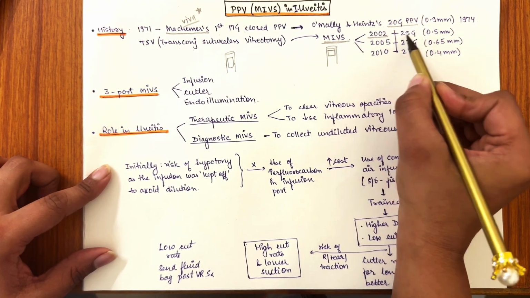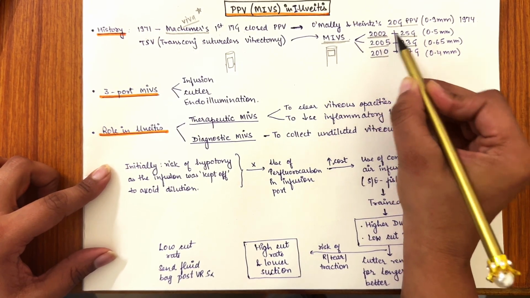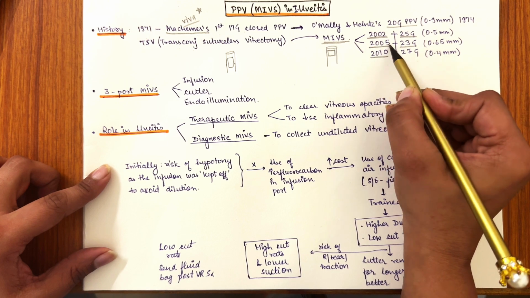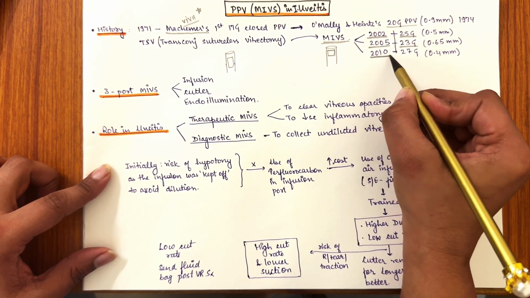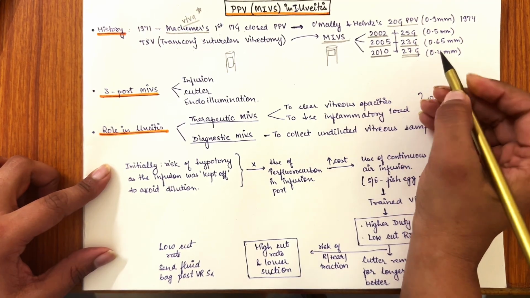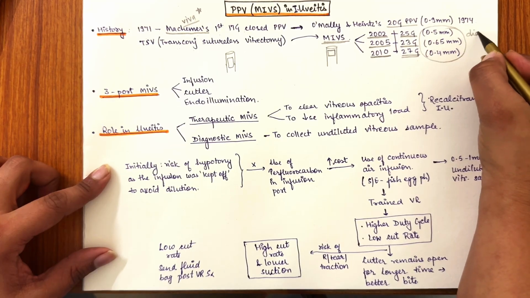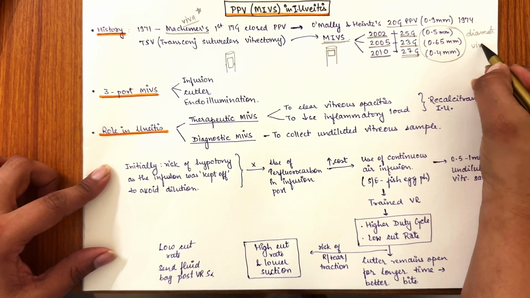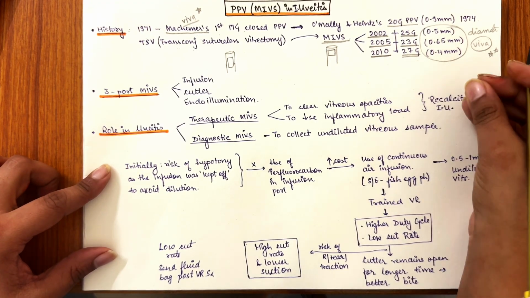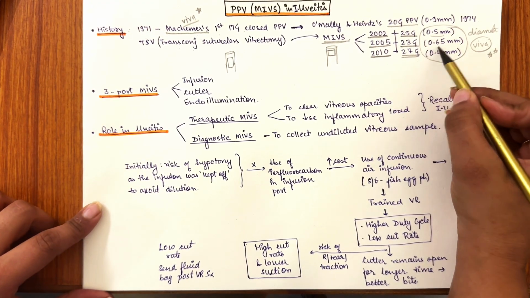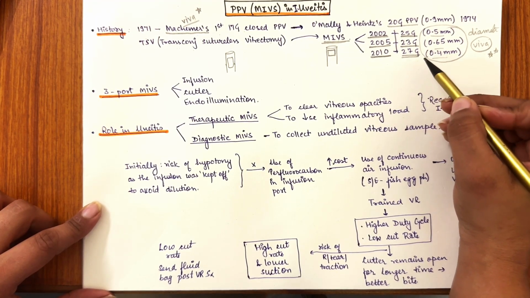Now in 2002, 25 gauge vitrectomy was introduced, in 2005, 23 gauge vitrectomy was introduced, and in 2010, 27 gauge vitrectomy was introduced. Now the important part is these inner diameters. These diameters are asked in viva, so you need to remember this. It is very, very, very important for viva. You need to know the diameters of these vitrectomy systems.